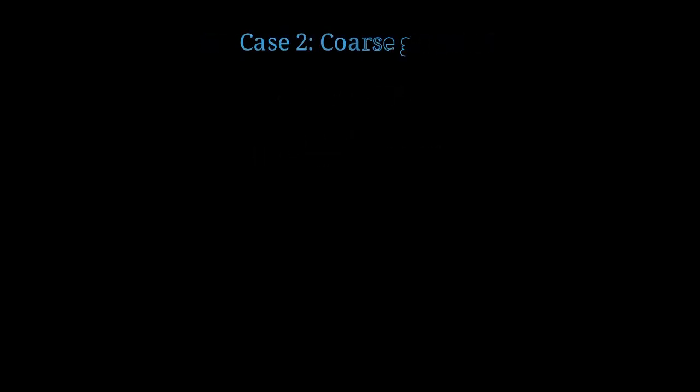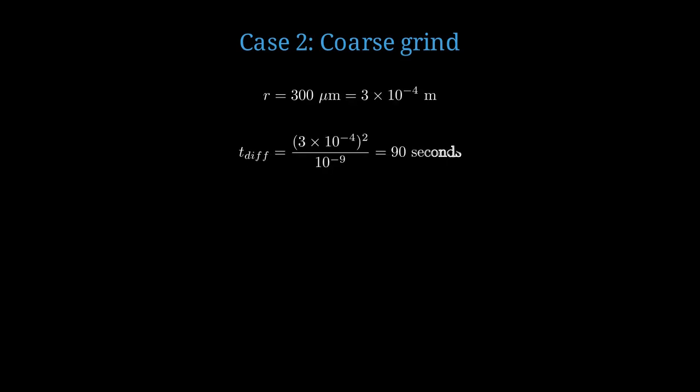Now let's consider a coarse grind with particles of 600 micrometers diameter, so a radius of 300 micrometers. 300 micrometers equals 3 times 10 to the negative 4 meters. The diffusion time is 9 times 10 to the negative 8 divided by 10 to the negative 9, which equals 90 seconds. This is 9 times longer than the fine grind.